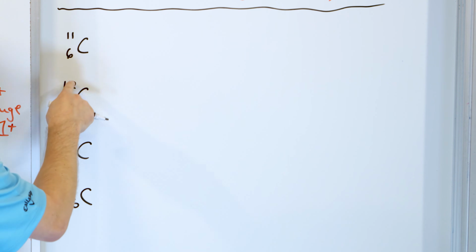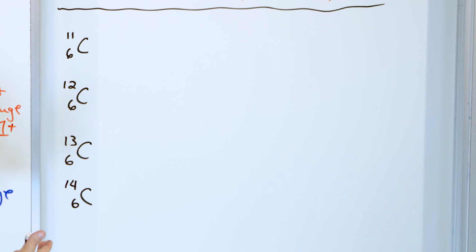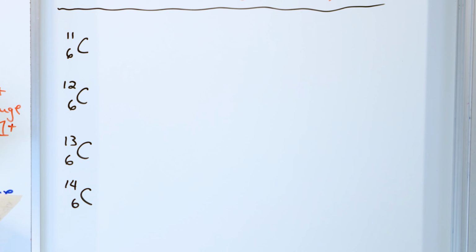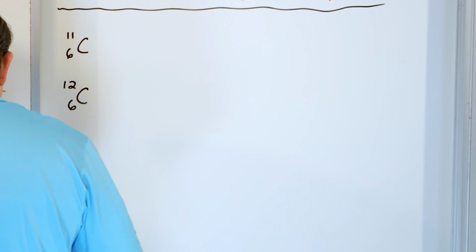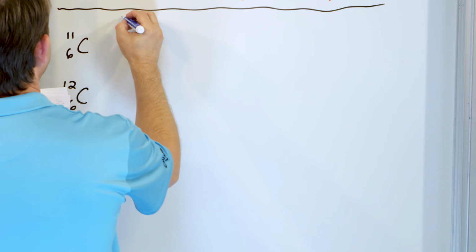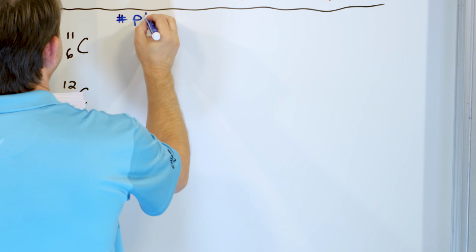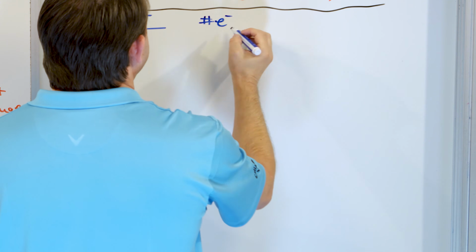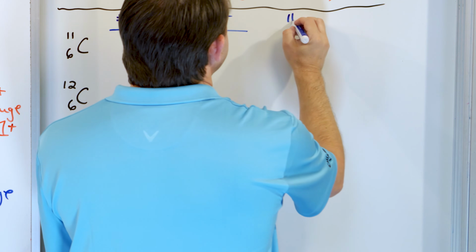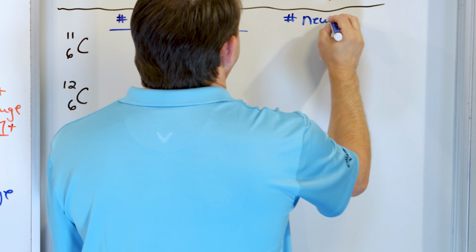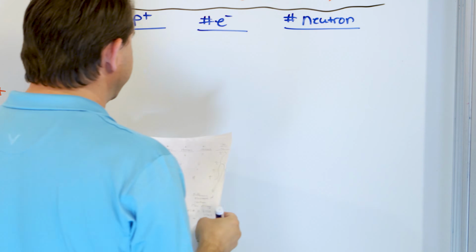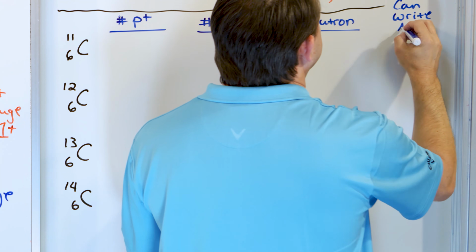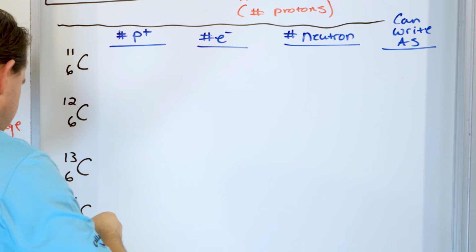First thing you need to know is the bottom number is always the same, because this number comes directly from the periodic table. When you look up carbon, you'll always see the atomic number of 6. They all have 6 protons in the nucleus. Now let's go over here and let's ask ourselves, what are the number of protons in this thing? Let's look at what the number of electrons are in this isotope here. Let's look at the number of, I'm going to put N for neutrons, number of neutrons here. And I'm going to say can write as here. And we'll understand this last column in just a second.